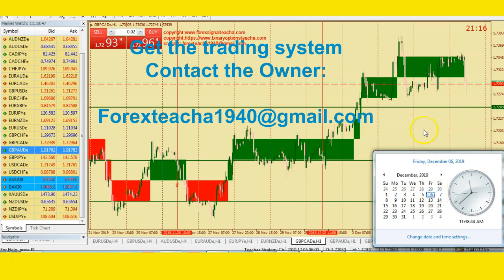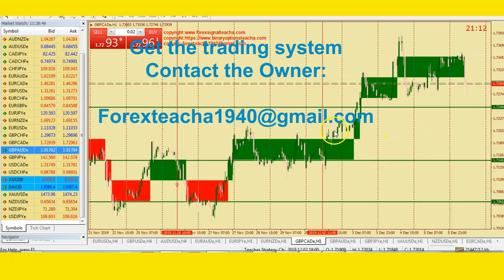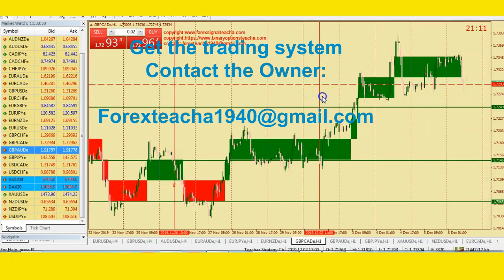All right, so here, I put a line here to show you exactly when we started this week. This is the 2nd, that was on Monday. So this was on Monday, starting from here. This is the pound CAD.